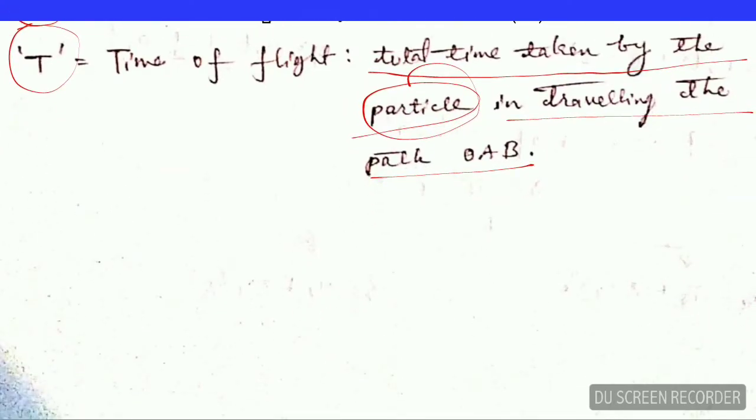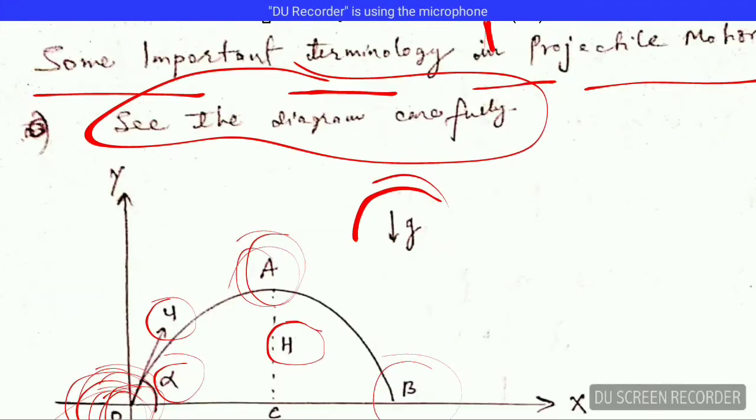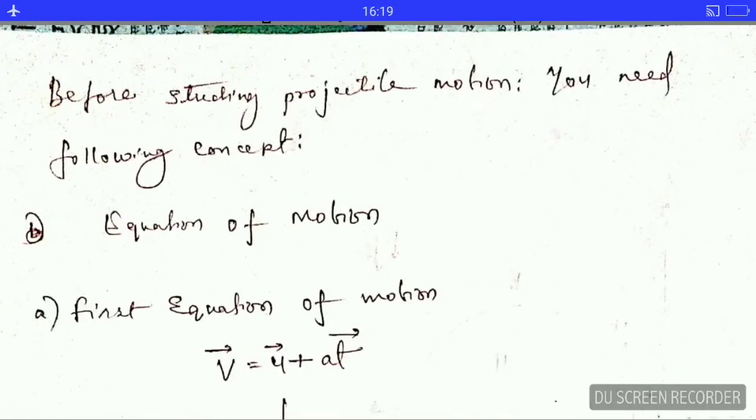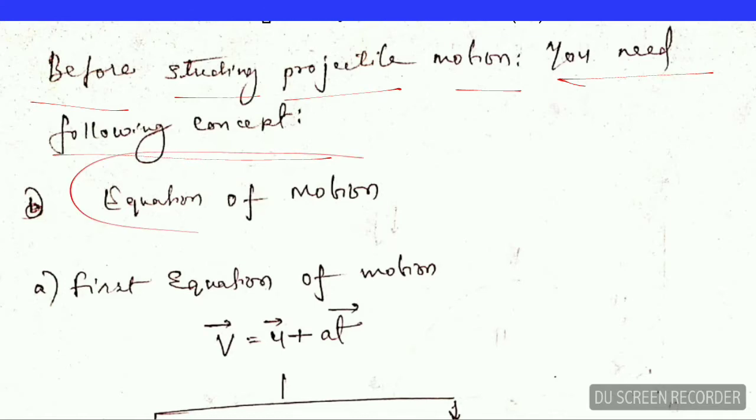Okay, now let's go to the mathematical part. So before studying the projectile motion, you need the following concepts. Before going into the actual derivations of horizontal range, of time of flight, of maximum height, we have to know the equations of motion. Without the equations of motion you cannot study the projectile motion.